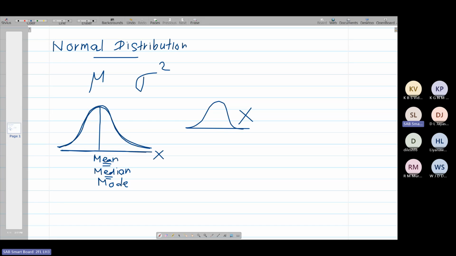Does not touch. It means this normal curve goes from minus infinity to plus infinity.